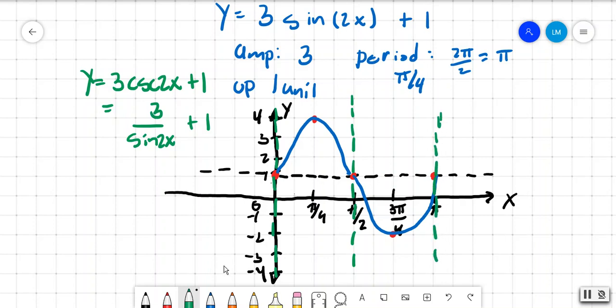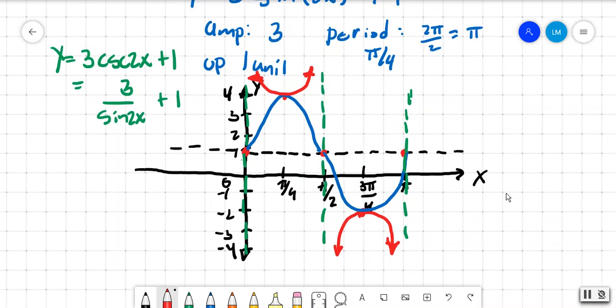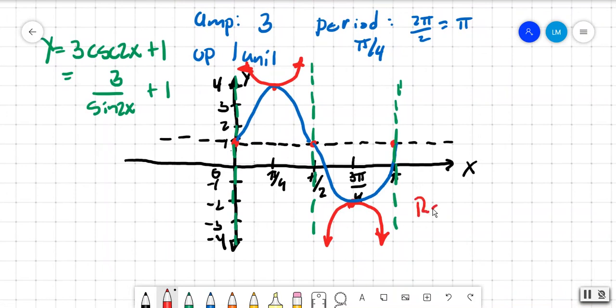Now, my graph has to reflect like this, and then it has to reflect down over here. What you're going to say about this graph is that the range of it is from minus infinity to -2, and then that's going to be union from 4 to infinity, and then that's it.